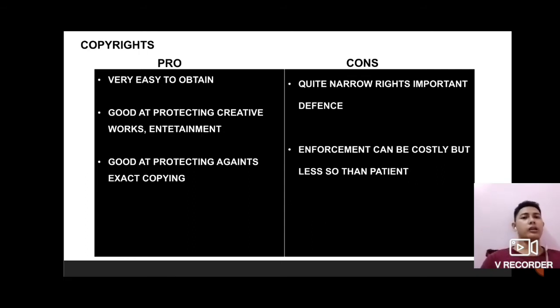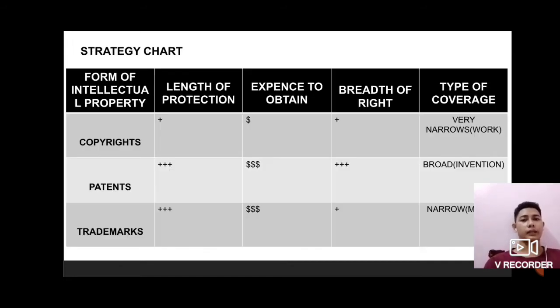And copyrights. The pro is that it is very easy to obtain. Good at protecting creative works and entertainment. Good at protecting against exact copying. And the cons: quite narrow rights, important dependencies, and enforcement can be costly, but less so than patents.